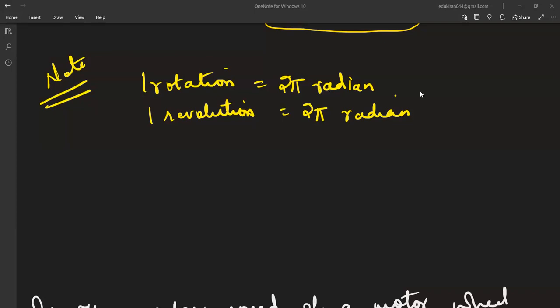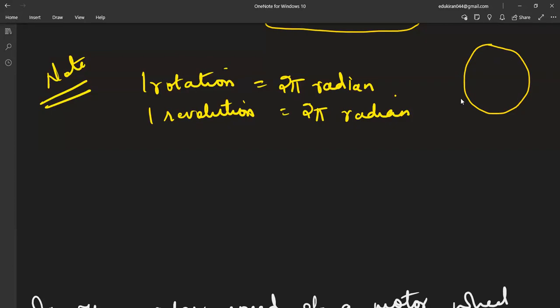I'll discuss it. See, class, before starting with the next question, you have to have a knowledge about little conversions. When we say one rotation, this is one rotation, when the body completely rotates. So that is 2 pi radian. All right, one rotation you can say, or even one revolution you can say.